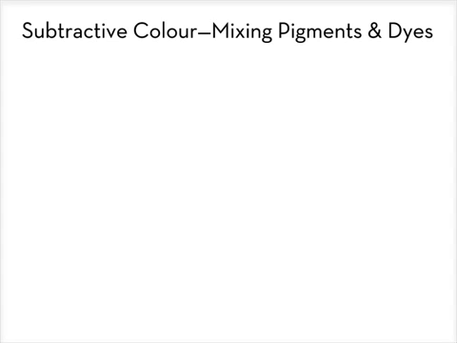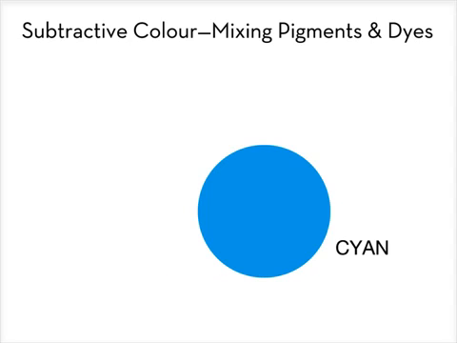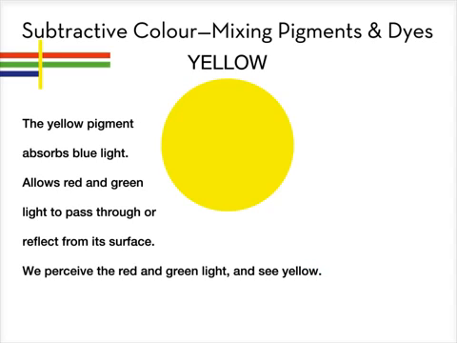In the additive demo, I started with a dark screen onto which I projected colored light. In mixing colored pigments, I begin with a white screen that represents white paper onto which I shall apply different subtractive primary pigments. The 3 primary pigment colors, or primary subtractive colors, are yellow, magenta, and cyan.